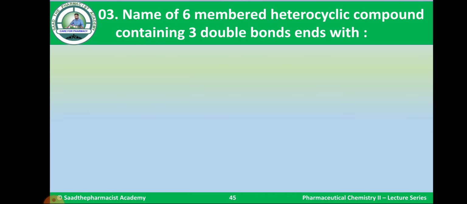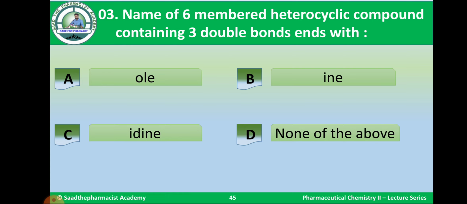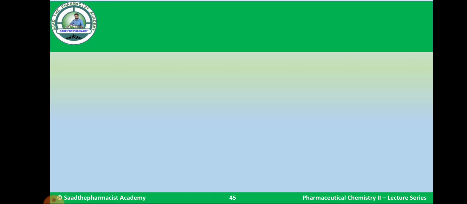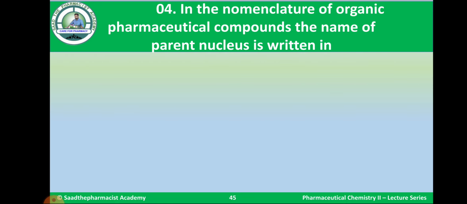Question number 3: the name of a 6-membered heterocyclic compound containing 3 double bonds ends with, and the options are A OLE, B INE, C IDINE, D none of above. The correct answer for question number 3 is INE. Many examples we have seen of 6-membered heterocyclic rings: benzene is there, pyridine is there, purine is there.